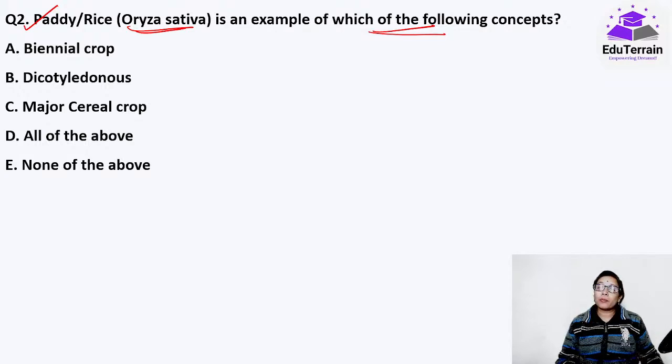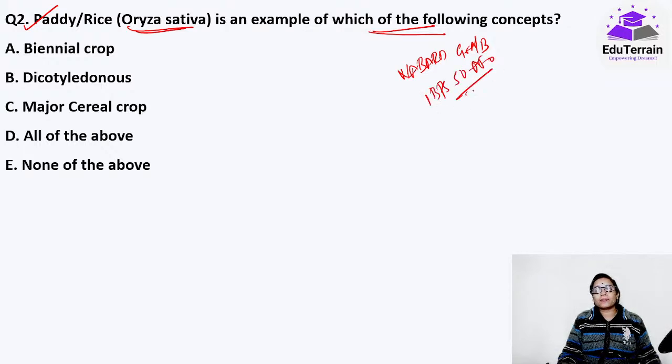And one more important point. This particular topic or questions that we are doing, it would be helpful for you for the NABARD examination, NABARD grade A or B, and IBPS SO.